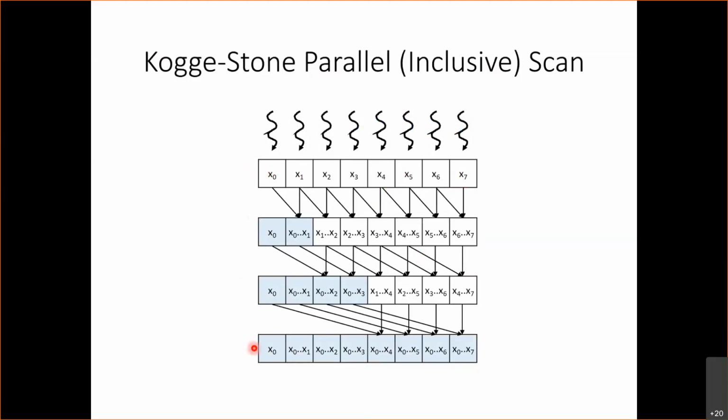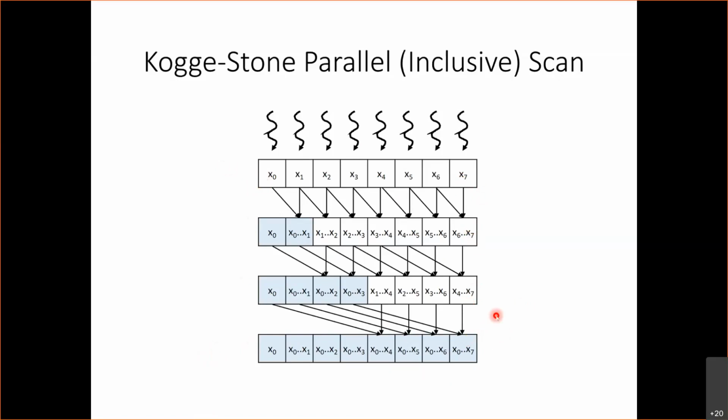In the first step, how many additions do I perform? I do n minus 1 additions, right? In the second step, I do n minus 2 additions. In the third step, I'm doing n minus 4 additions, etc. So I have n minus 1 plus n minus 2 plus n minus 4 plus n minus 2 to the power of the iteration, right? And I do that log n times.